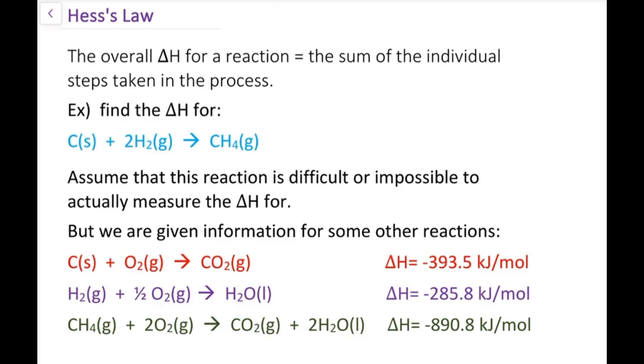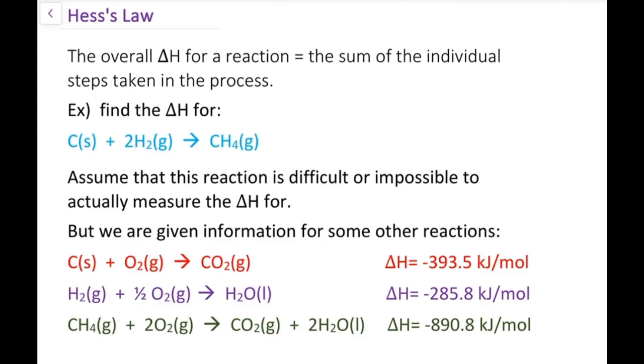Okay, so the overall change in enthalpy for a reaction is equal to the sum of the individual steps taken in the process. So if we have a reaction like carbon reacts with hydrogen to give us CH4, we may not be able to look up or experimentally find the change in enthalpy for that reaction. And there could be a number of different reasons that it's not possible. It might just be a reaction that's too energetic and will give off so much energy that you won't be able to contain it in a calorimeter. So something like that, but lots of different reasons.